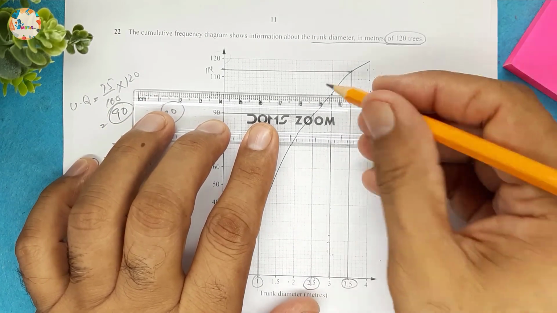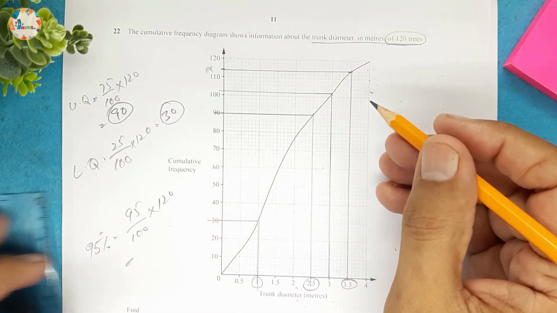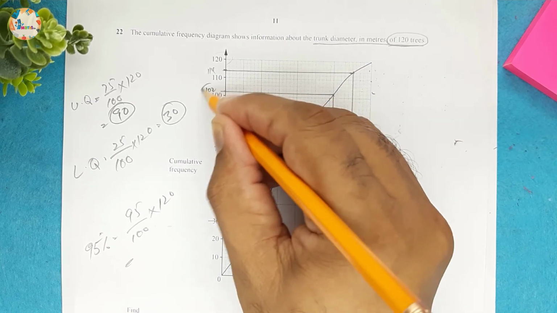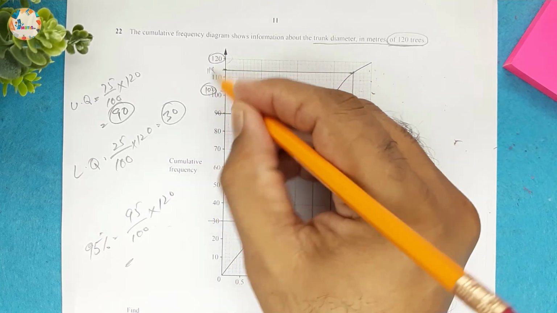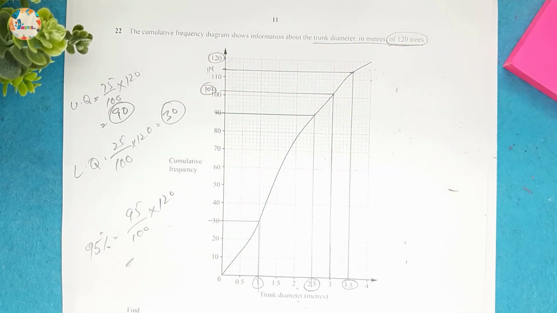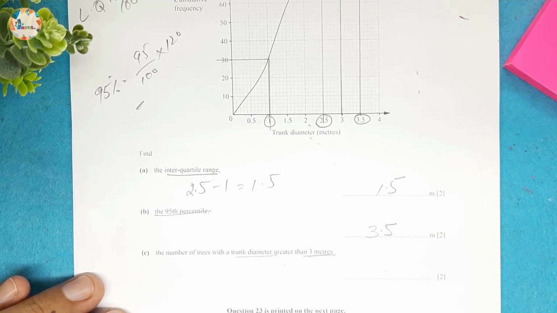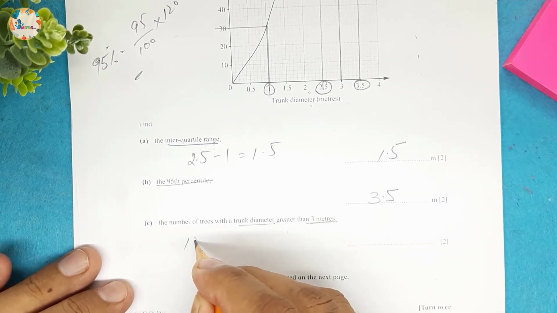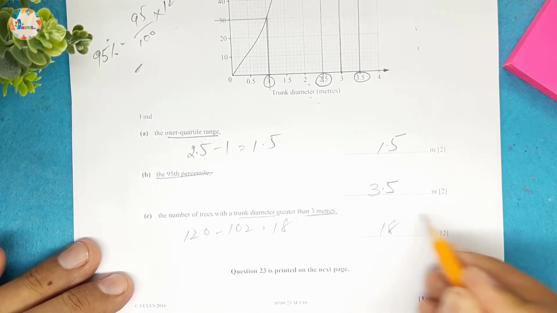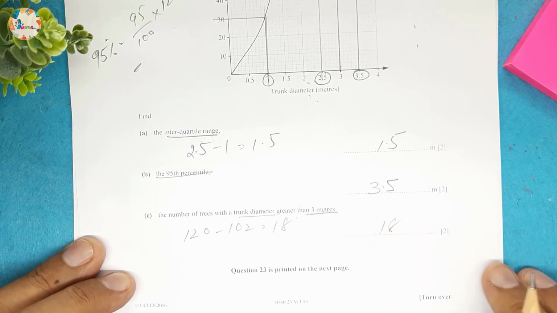So this will be from here. We can take this reference. This is 100 and this will be 102. So from 120 to 102, this will be the strip which is higher than 3. So 120 minus 102 will be equal to 18. So the answer to this one will be 18. Hopefully you understood this also.